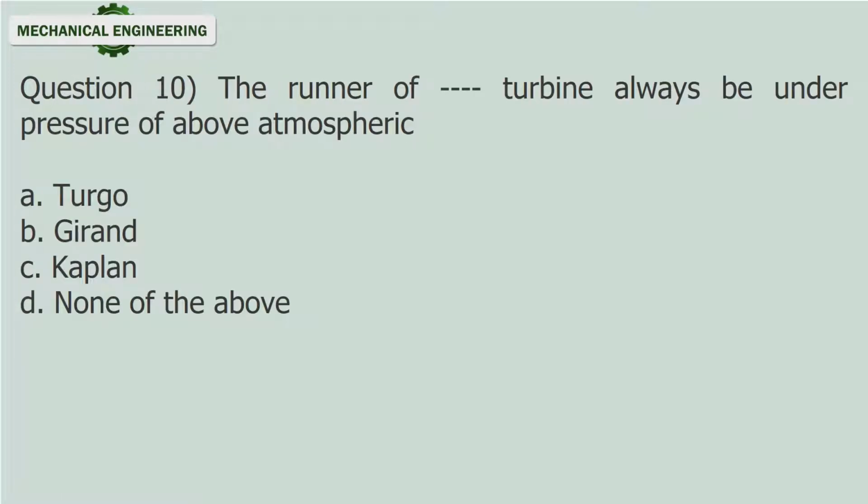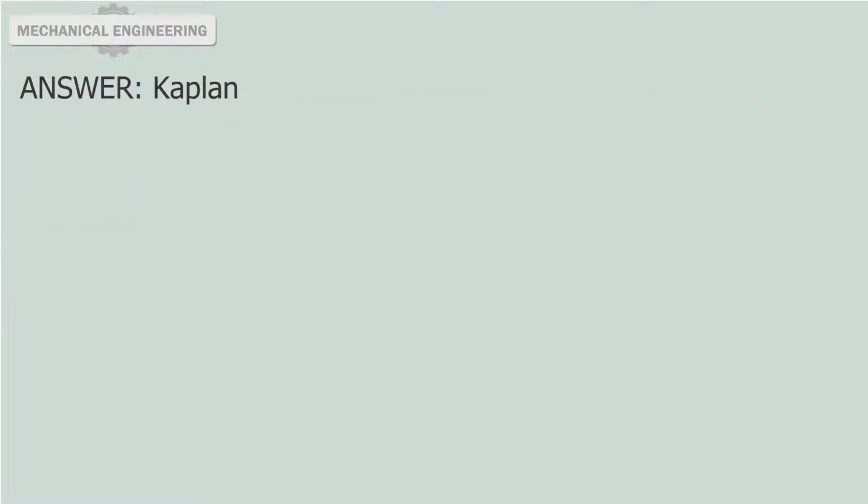Question 10. The runner of fill in the blank turbine will always be under pressure above atmospheric. A. Turgo. B. Gerund. C. Kaplan. D. None of the above. Answer: Kaplan.